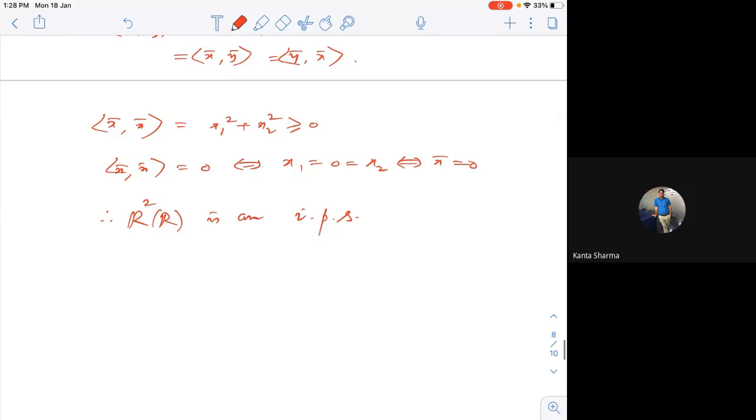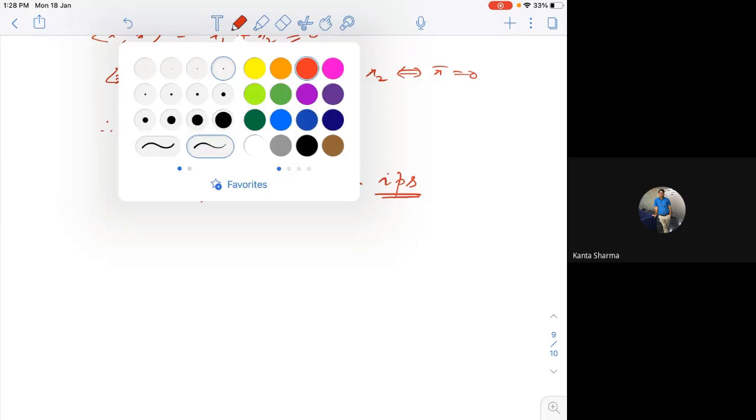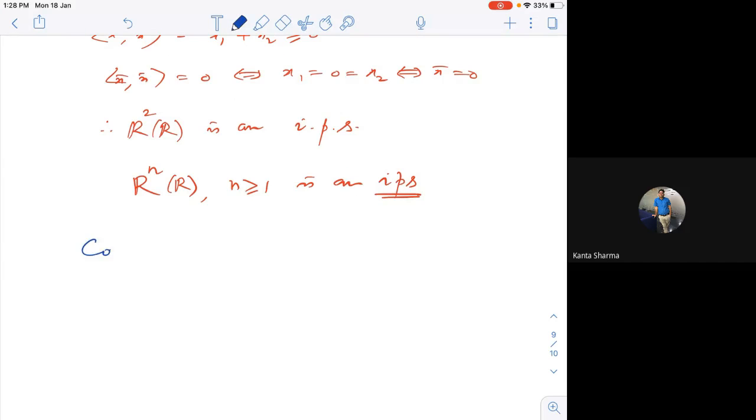Why R square over R? With the same logic, even R power n over R for n greater than or equal to 1 is an inner product space, right? But the case would be quite interesting when you deal with a complex vector space over the complex field. You consider this one as a second example. You consider Cn over C.